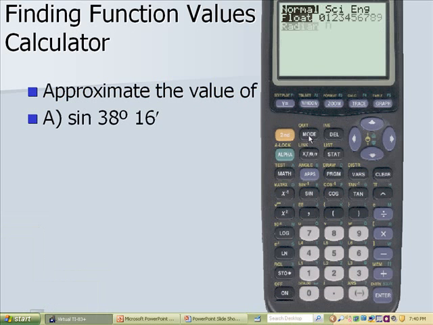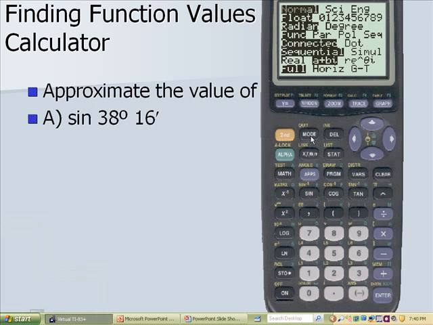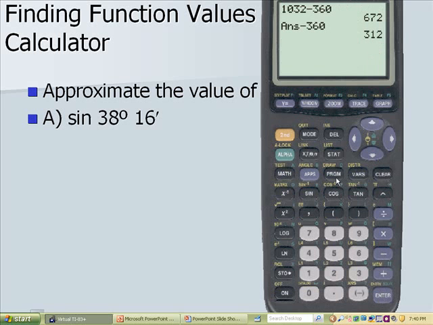First thing to do would be to make sure that we're in degree mode. So we press the mode key, arrow down, and hit enter on degree, and then clear. We want to take the sine of 38 degrees.